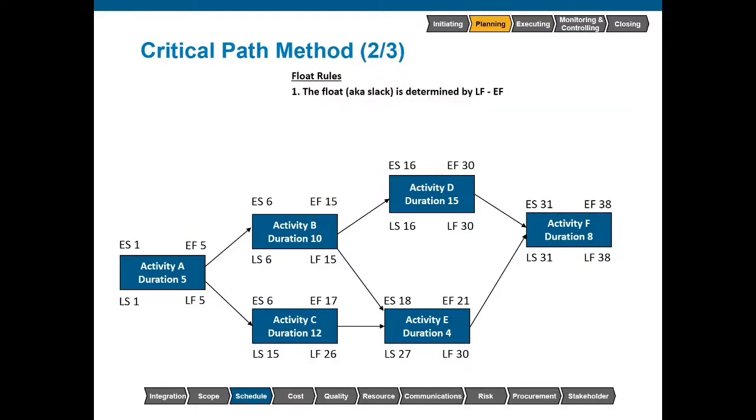Calculating float is incredibly easy. Basically, all you have to do is subtract the late finish minus early finish, and that will tell you the float. So for activity A, late finish minus early finish, 5 minus 5 is 0. For activity B, 15 minus 15 is 0. Activity D, 30 minus 30 is 0. Activity F, 38 minus 38 is 0. Activity E, 30 minus 21 is 9. And finally, activity C, 26 minus 17 equals 9.